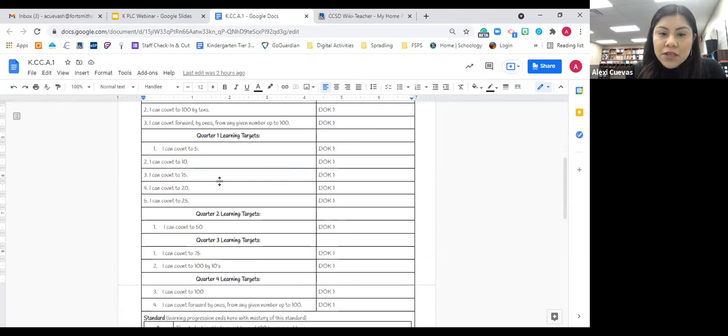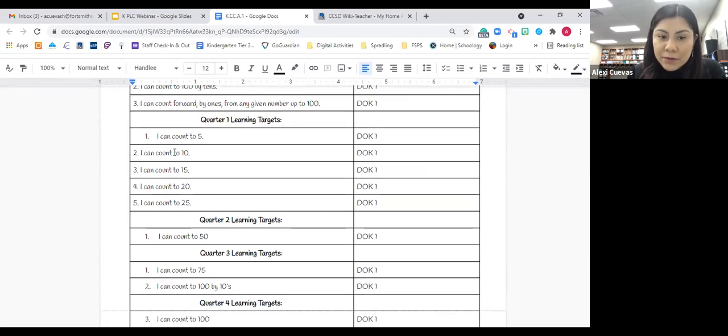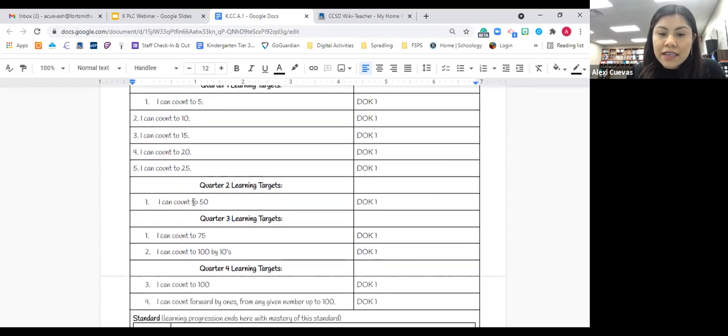So our first quarter learning targets were, we broke this down kind of into a progression. The end goal by the end of first quarter was for students to be able to count to 25. So first we just made sure that they could count to 5. Then we went up to 10, 15, 20, and by the end of the quarter, they needed to be able to count to 25. For quarter 2 learning targets, it was I can count to 50.